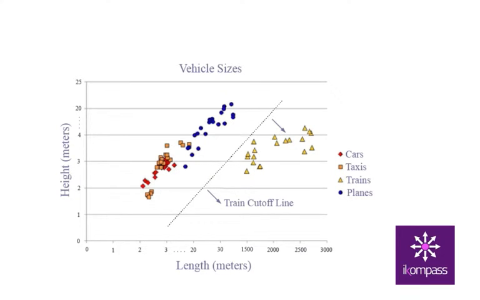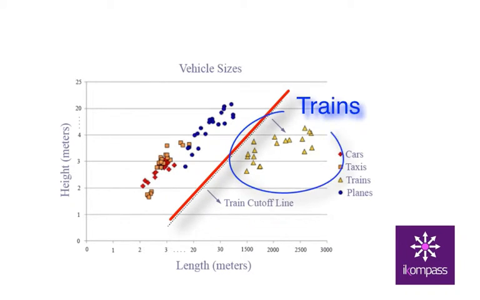So we can draw a line between the trains and the other vehicles and say that anything on one side is a train and anything on the other side is one of the other vehicles, which we will figure out later. With a single line, we've classified one category. Now that the trains are separated out, how about the rest of the vehicles?